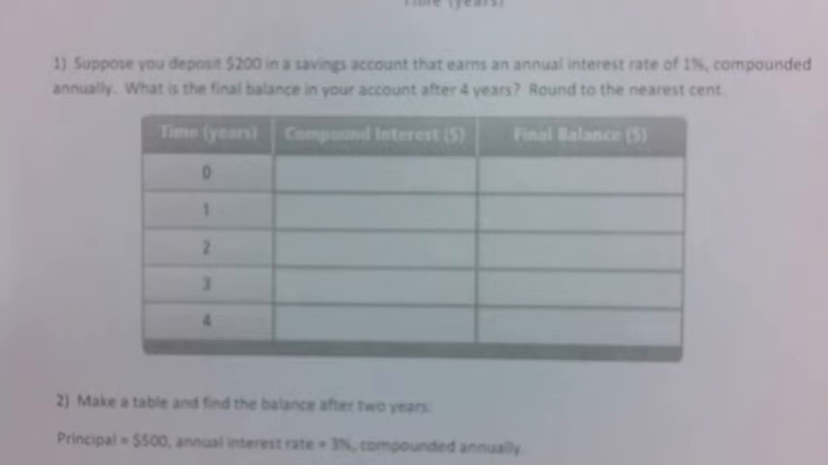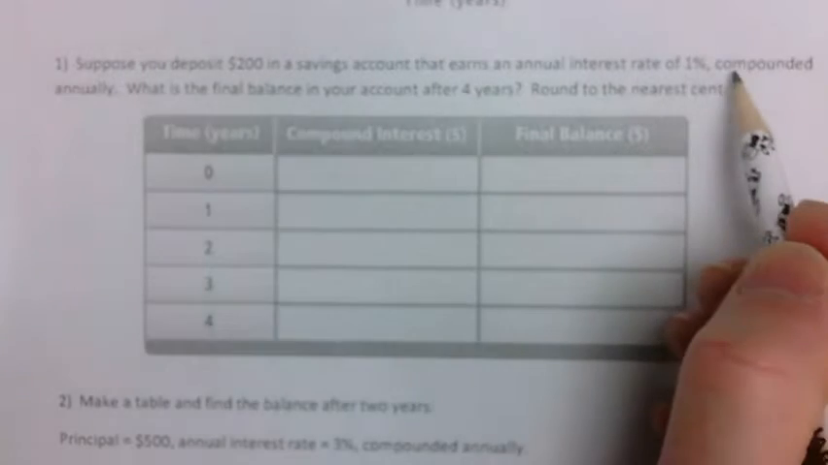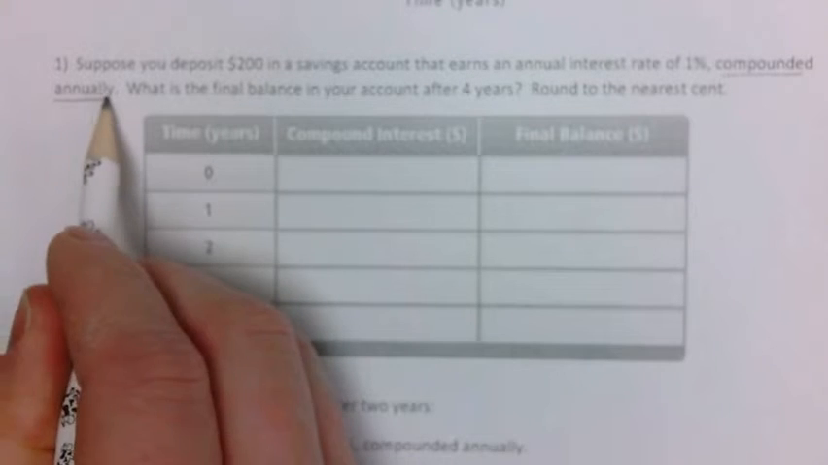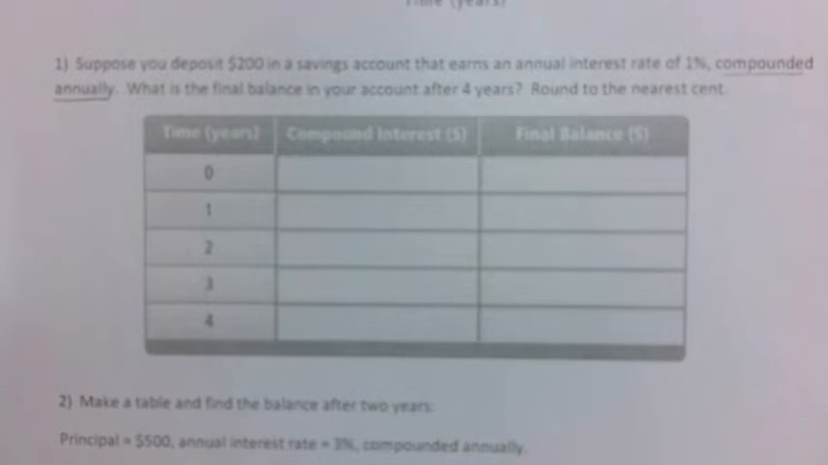Example number 1, suppose you deposit $200 in a savings account that earns an annual interest rate of 1% compounded annually. Okay, when they say compounded annually, that means that the interest gets added in once a year. What is the final balance in your account after 4 years? Round to the nearest cent.